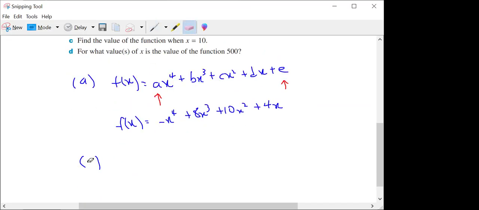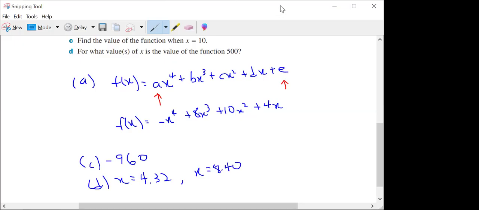And then let's quickly move on to part C. So part C, as we got from the calculator, was -960. And the last one is the values of x where the function equals 500. So x equals 4.32, and the other one was x equals 8.40.